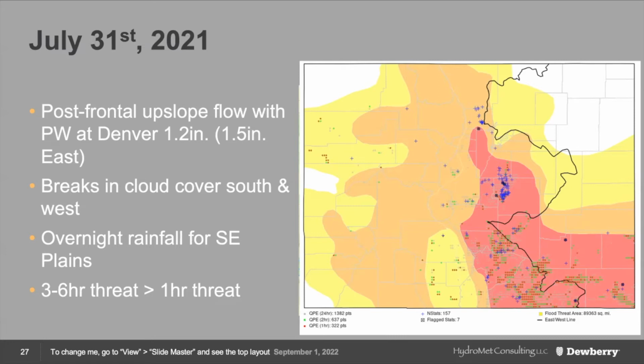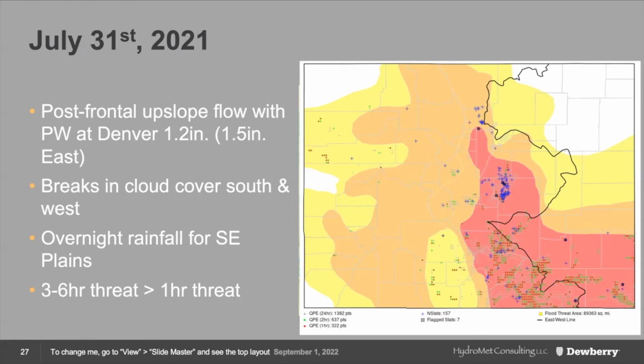So this was a fairly high threat day that verified over eastern Colorado, but you can see that it actually did not verify over western Colorado, because the ingredients did not come together as anticipated, and more spotty, lighter to moderate intensity rainfall resulted.